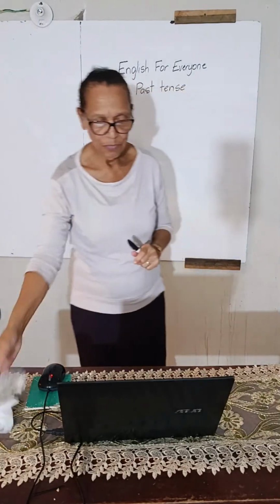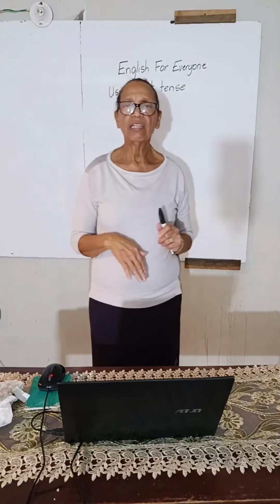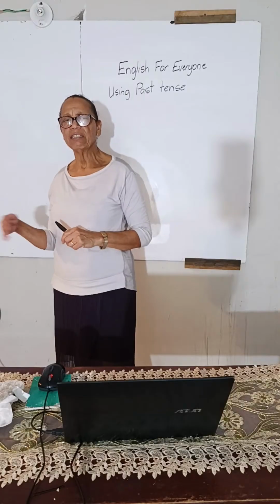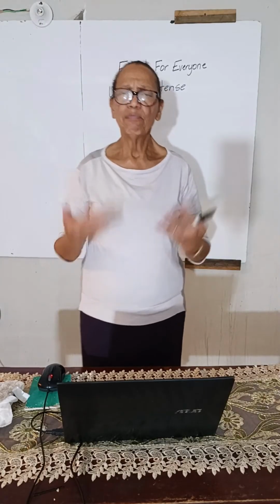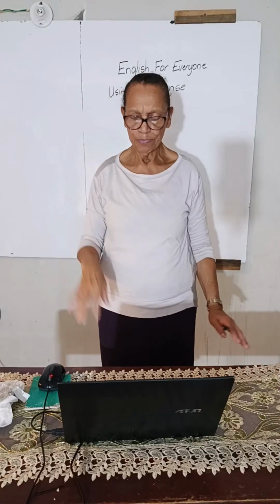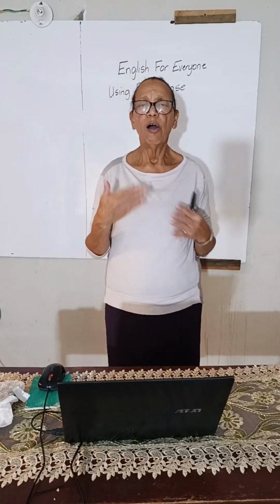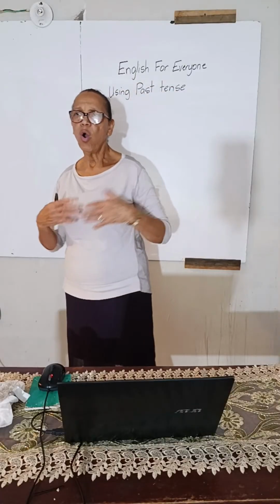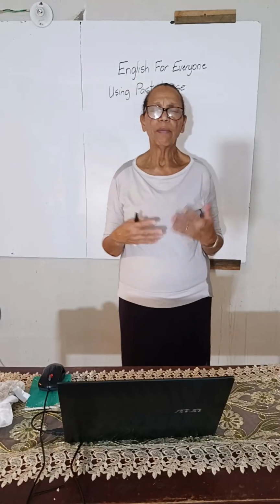Past tense. When we tell stories, whether it is a personal story or stories about other people, we use the past tense, because most times these events are past and gone. They have already happened. So you're recalling, you're relating something that happened already. So we use what we call the past tense.